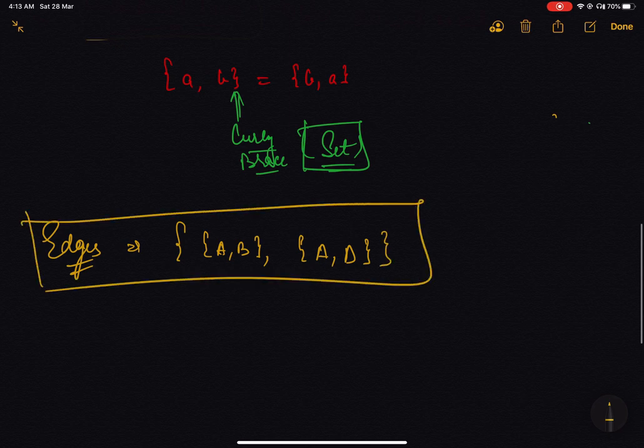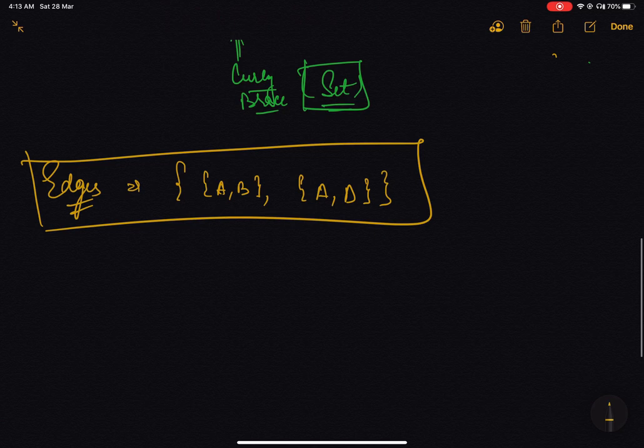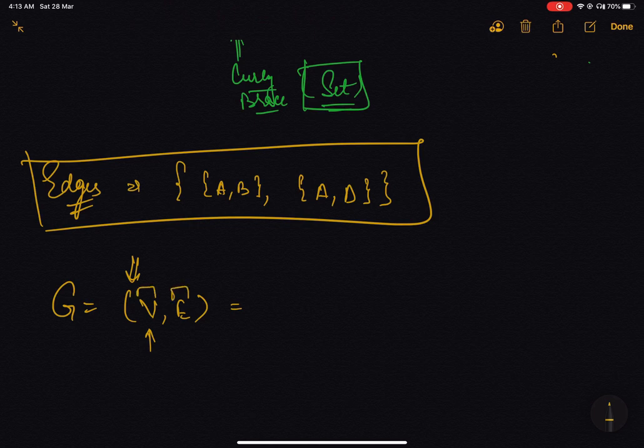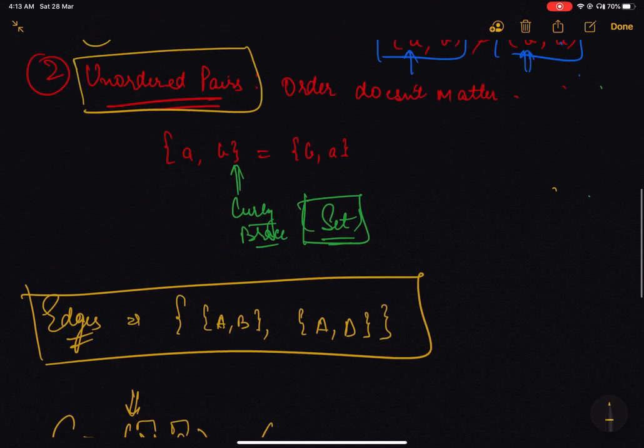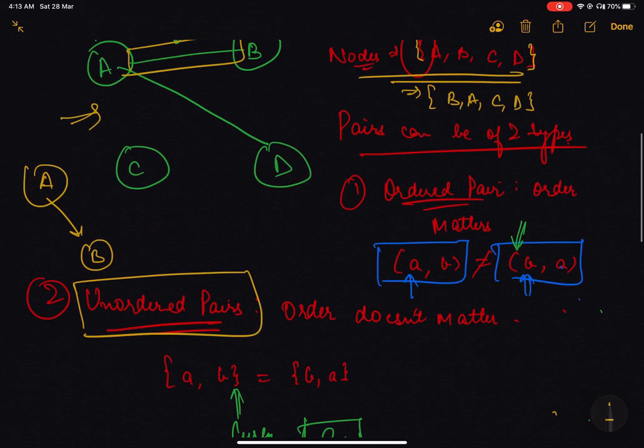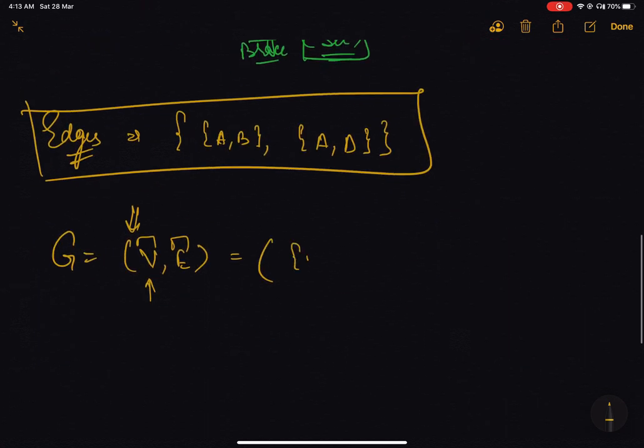Great. So let us formally define graphs again. So graph is basically an ordered pair of vertices and edges. What I mean by ordered pair is that vertices comes first. So each of these vertices and edges are sets in themselves. So the above graph can be written as B, A, C, D and A comma B and A comma D.